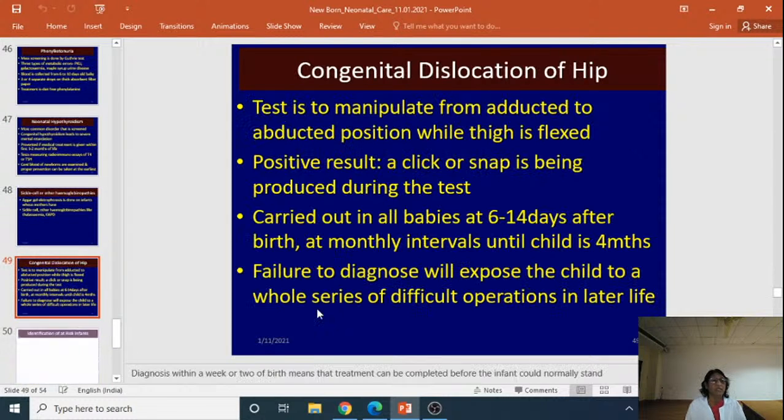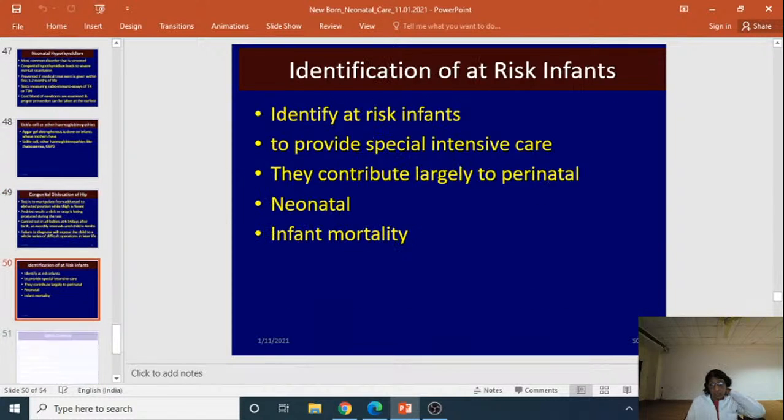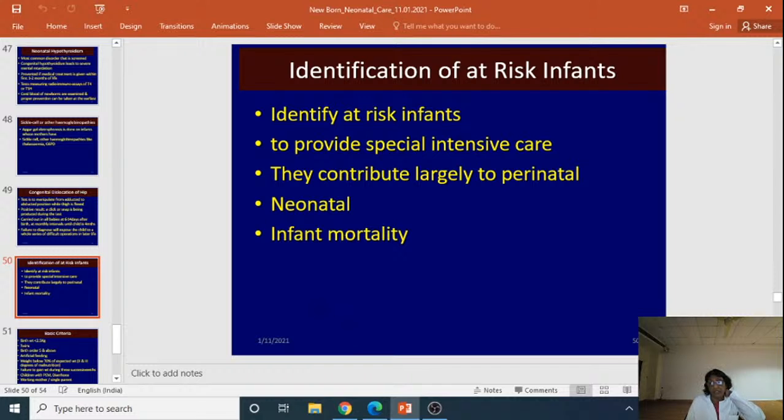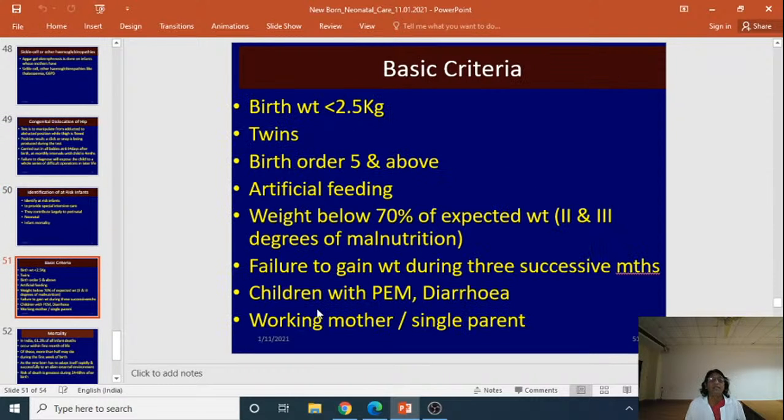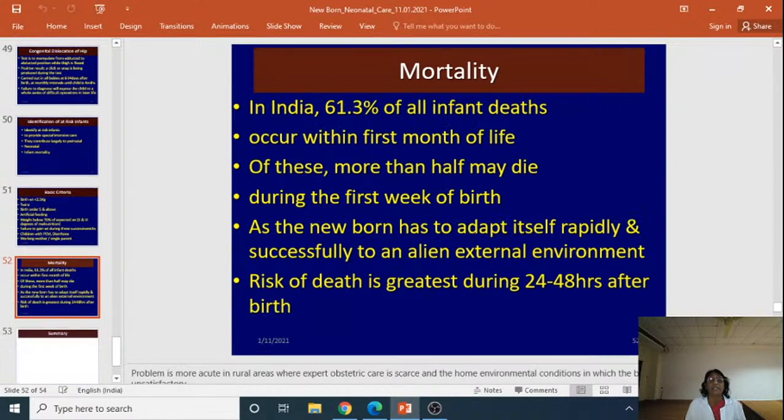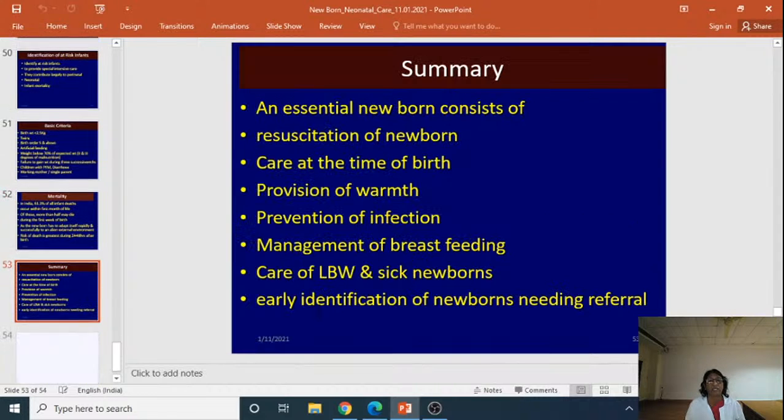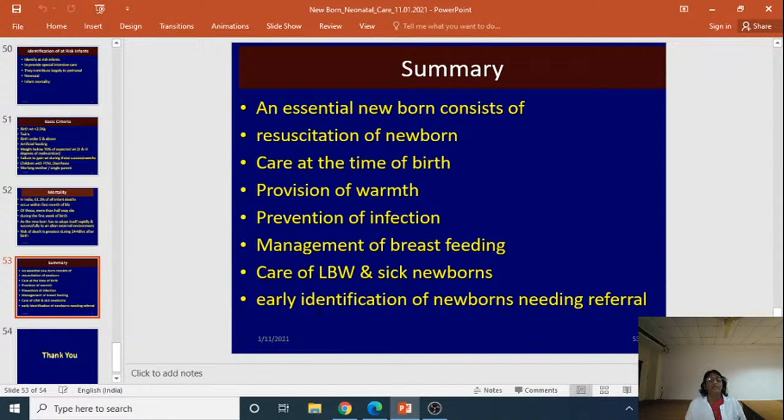Then sickle cell anemia, then your congenital dislocation, identification. You have to identify the high risk infants to provide them special intensive care. These are the basic criteria. Coming to mortality, I already told you all how the neonatal period is very important, and the first 24 to 48 hours of birth is very important for us to take care of the newborn.